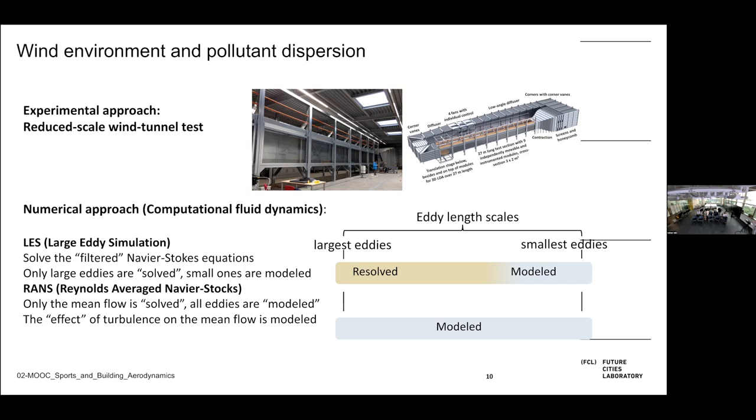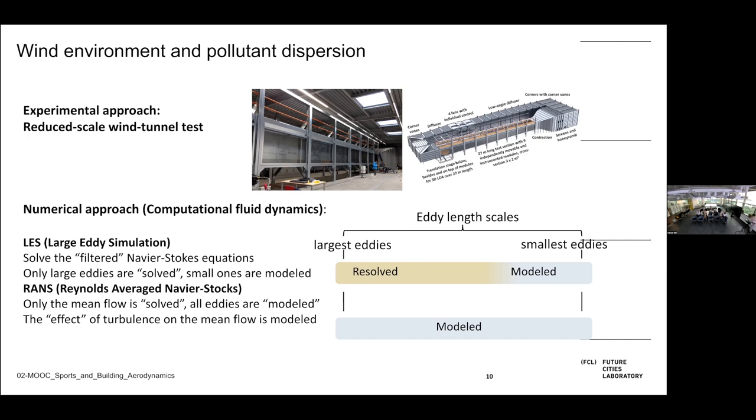The second approach is the Reynolds-averaged Navier-Stokes, usually called RANS. In this method, only the mean flow is solved, and all the eddies are modeled. In short, the second way is fast but less accurate. The first, large eddy simulation, is much more reliable.